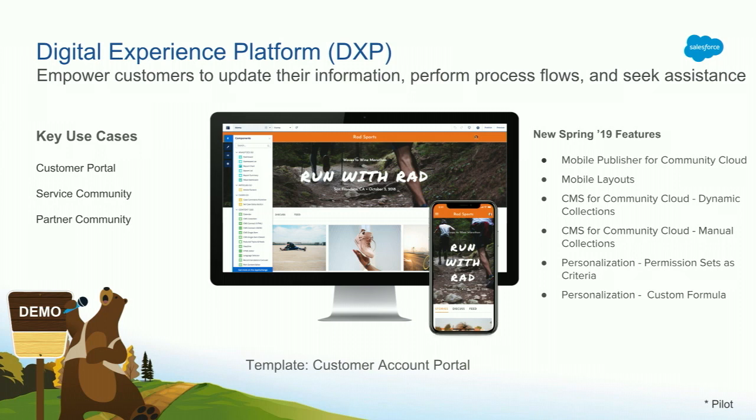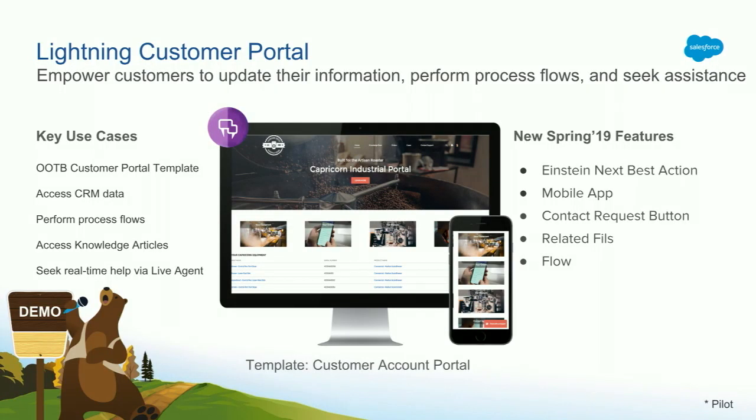Today, I will be showing you Mobile Publisher in the context of a customer portal. We'll show you DXP features in the context of different use cases. So I'll go through Mobile Publisher. Vibhor will go through CMS for Community Cloud and help you understand all these features. How about we start talking about Customer Portal next? On Customer Portal, I'll show you, of course, Mobile Publisher, like I said, but I'll also talk about the innovation we're doing with Einstein Next Best Action and some of the work that we're doing on the contact request button and the work that we're doing on flow.